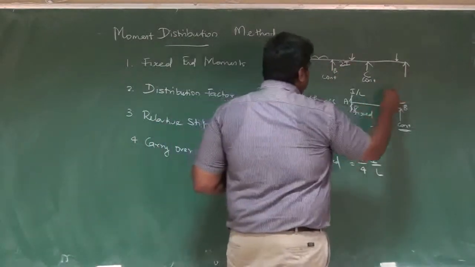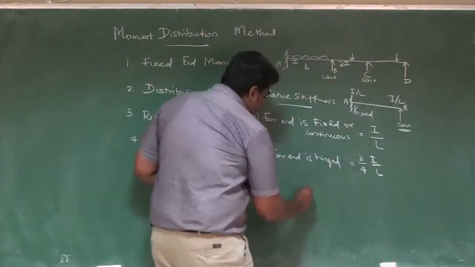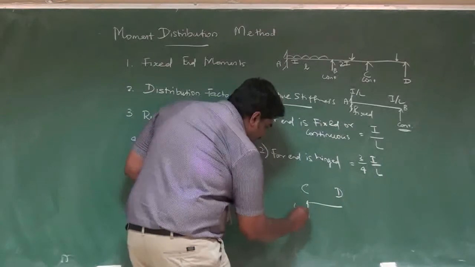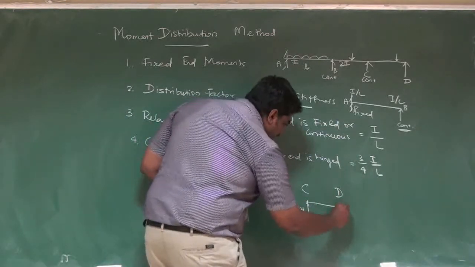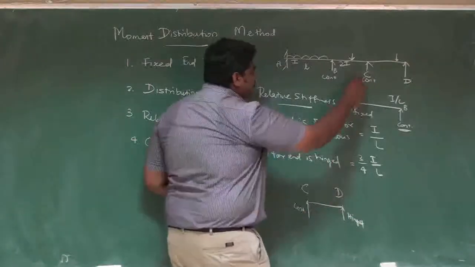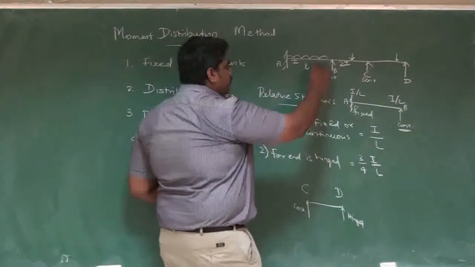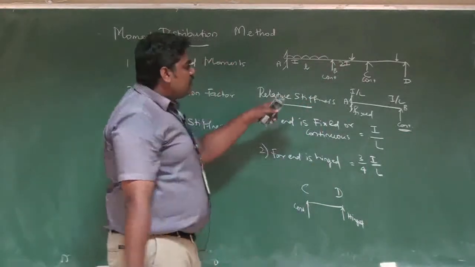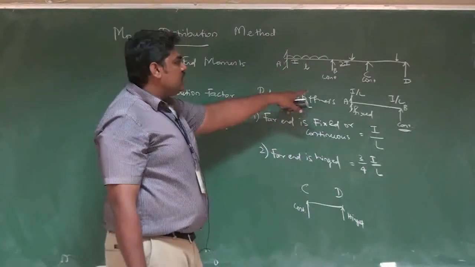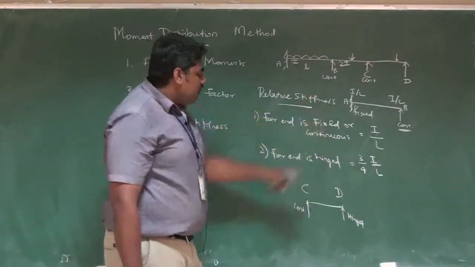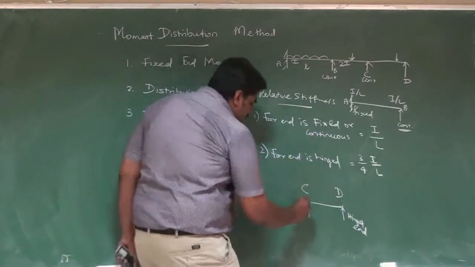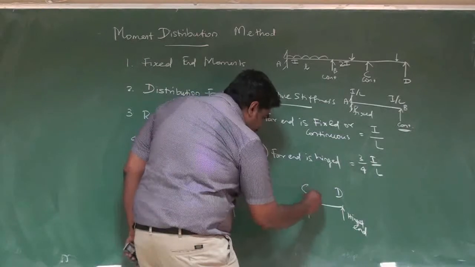So what happens when it comes to joint CD? When it comes to CD, one is a continuous support. Here C is continuous, but D is an end which is hinged. Even though this is hinged, we used to say that B is continuous, because we have spans on both sides. B is a joint where two spans, A and C, get connected. So the B joint is a continuous joint, the C joint is a continuous joint, D is a hinged end. So here when you calculate the relative stiffness of the member, it is going to be I by L.